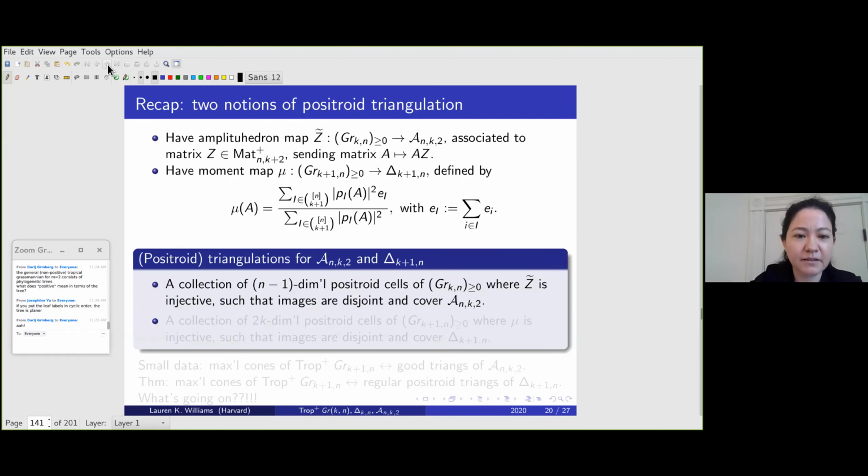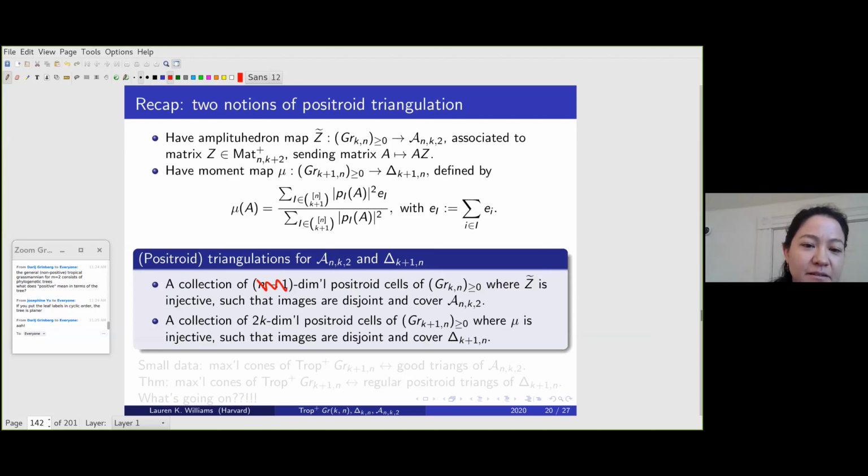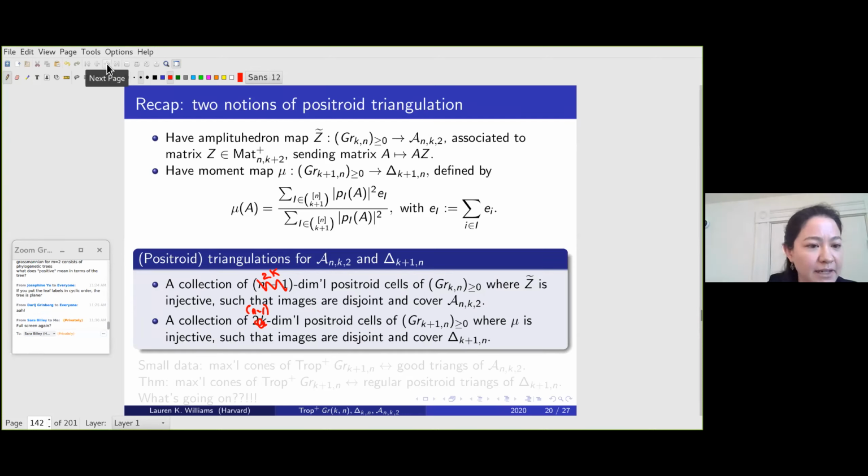And we have two notions of triangulation. A triangulation of the amplituhedron is a collection of 2k dimensional cells of the TNN Grassmannian where Z tilde is injective such that images are disjoint and cover the amplituhedron. And a triangulation of the hypersimplex is a collection of n minus 1 dimensional positroid cells of this related Grassmannian where the moment map is injective, and they cover the hypersimplex.